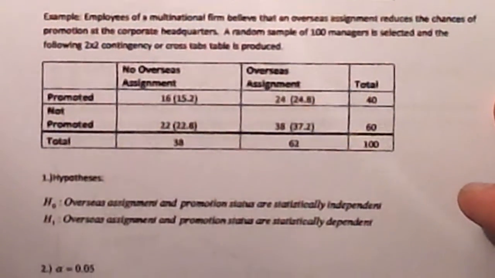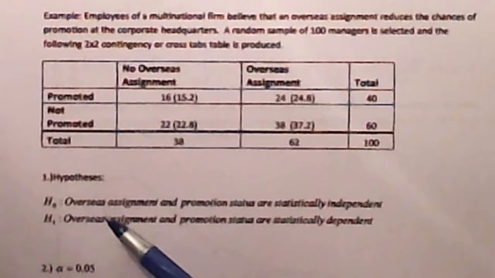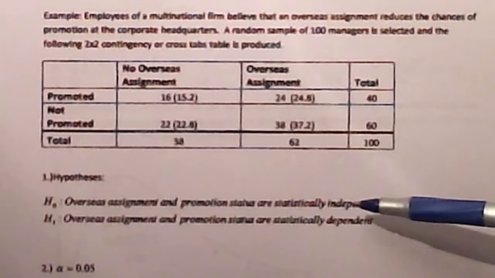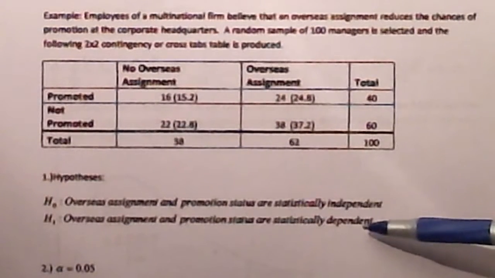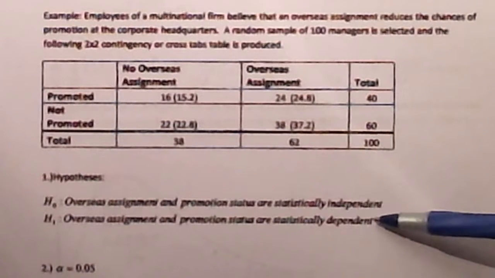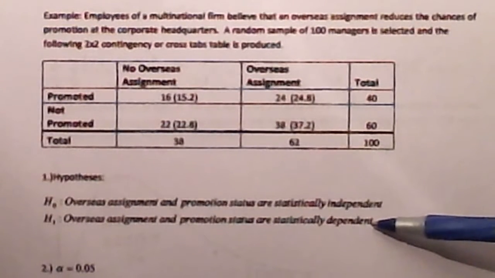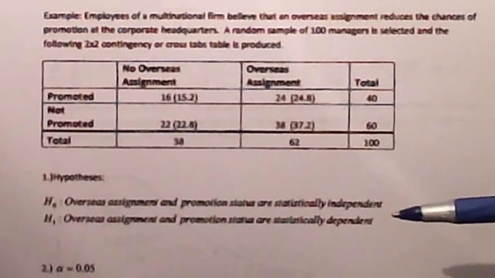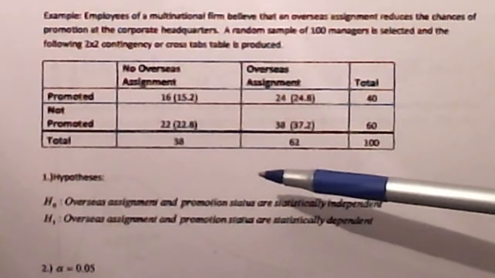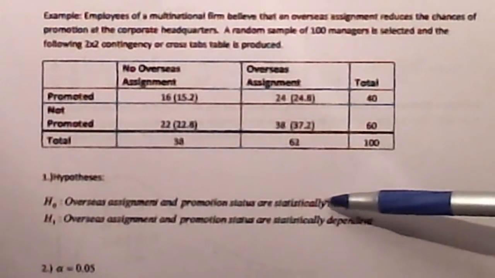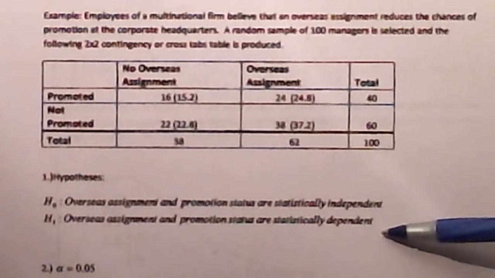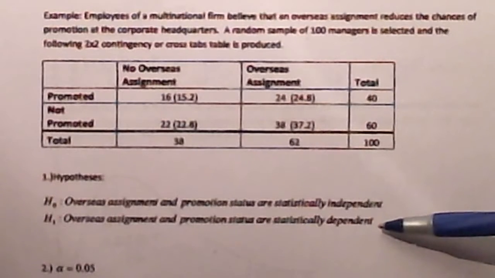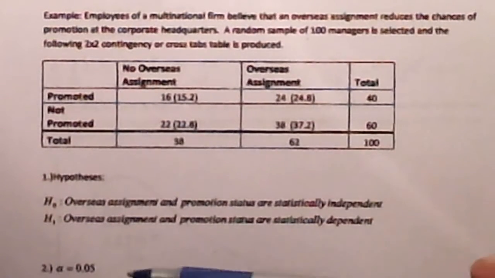The hypotheses that we will be testing here: the null hypothesis for the chi-square test of independence is always going to test whether your 2 categorical variables are independent versus the alternative hypothesis, which says that those 2 variables are dependent upon each other. To say that they're dependent upon each other is to say that there's a relationship between the 2 categorical variables. We're going to investigate whether there is a relationship between promotional status and overseas assignment experience. So the null hypothesis in particular is going to say overseas assignment and promotion status are statistically independent of one another, whereas the alternative statement says overseas assignment and promotion status are statistically dependent. And notice we're going to test at 5% level of significance for this test.